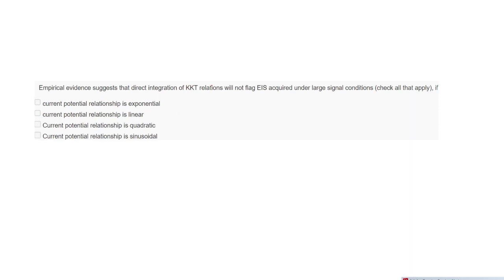Empirical evidence suggests that direct integration of the KKT relation will not flag the EIS acquired under large signal conditions if the current potential relation is exponential, linear, quadratic, or sinusoidal. First two, A and B. Yeah.